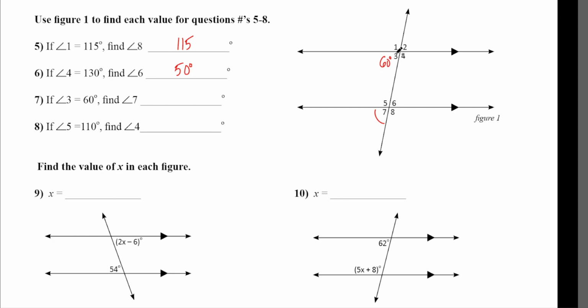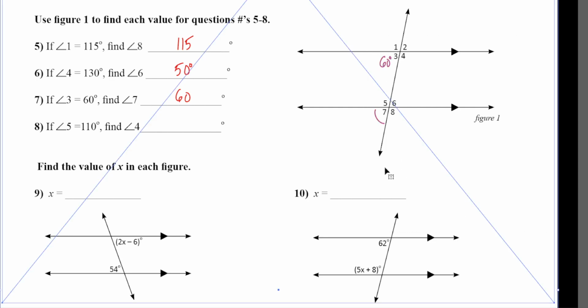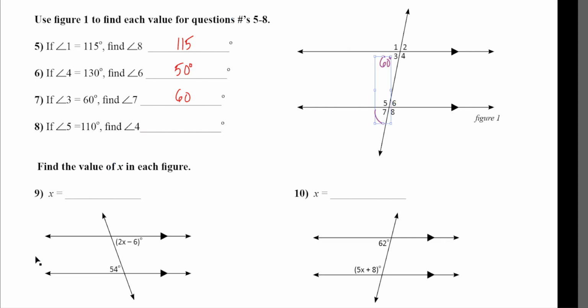Okay, this one's in the bottom left of this group. This is in the bottom left. So they're corresponding. What's true about corresponding angles? They are equal to each other. So what's angle 7? It's 60 degrees. Easy. Okay? All right, let me get rid of this. There we go. All right, one more of these.